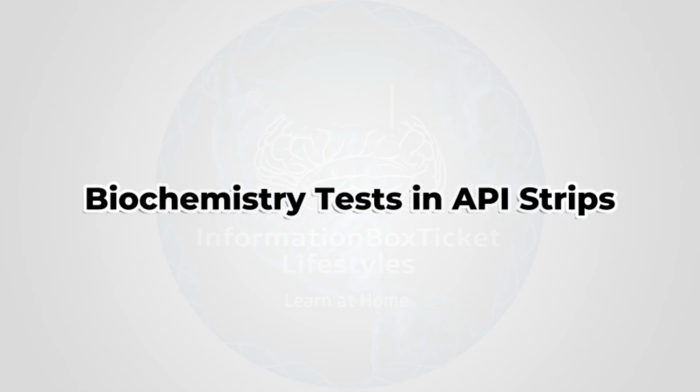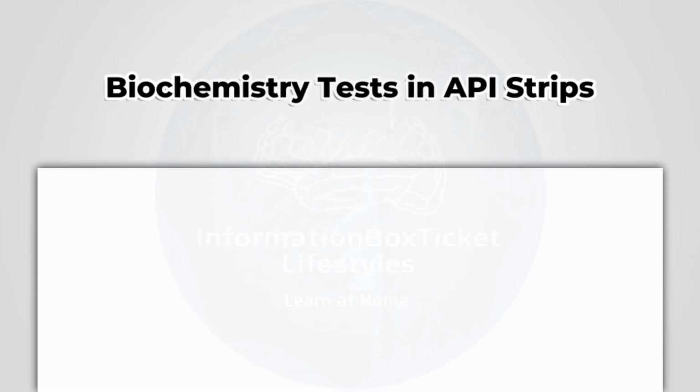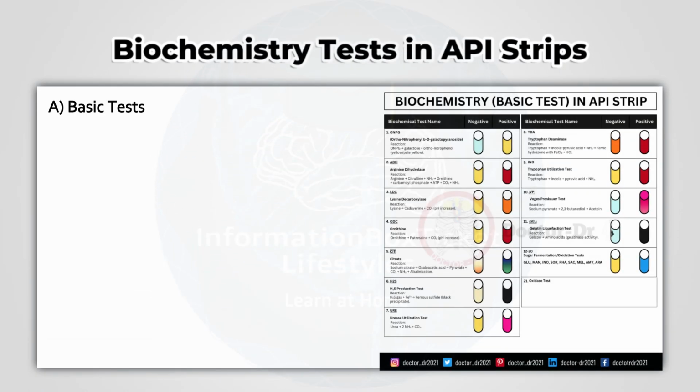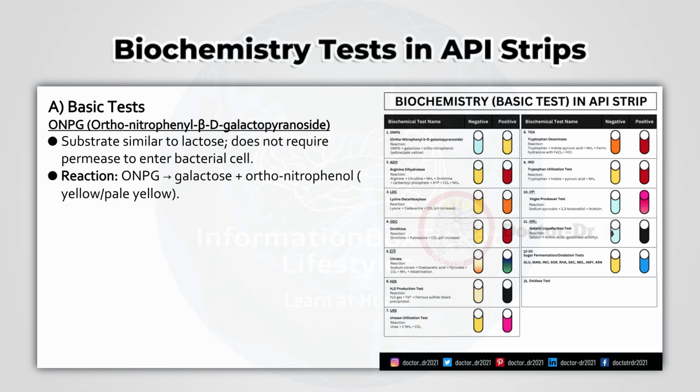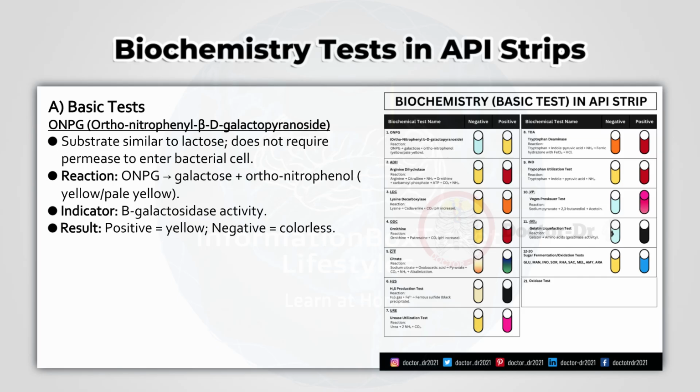Biochemistry tests in API strips. A. Basic tests. ONPG, ortho-nitrophenyl-beta-D-galactopyranoside. Substrate similar to lactose, does not require permease to enter the bacterial cell. Reaction: ONPG to galactose plus orthonitrophenol, yellow to pale yellow. Indicator: beta-galactosidase activity. Result: positive equals yellow, negative equals colorless.